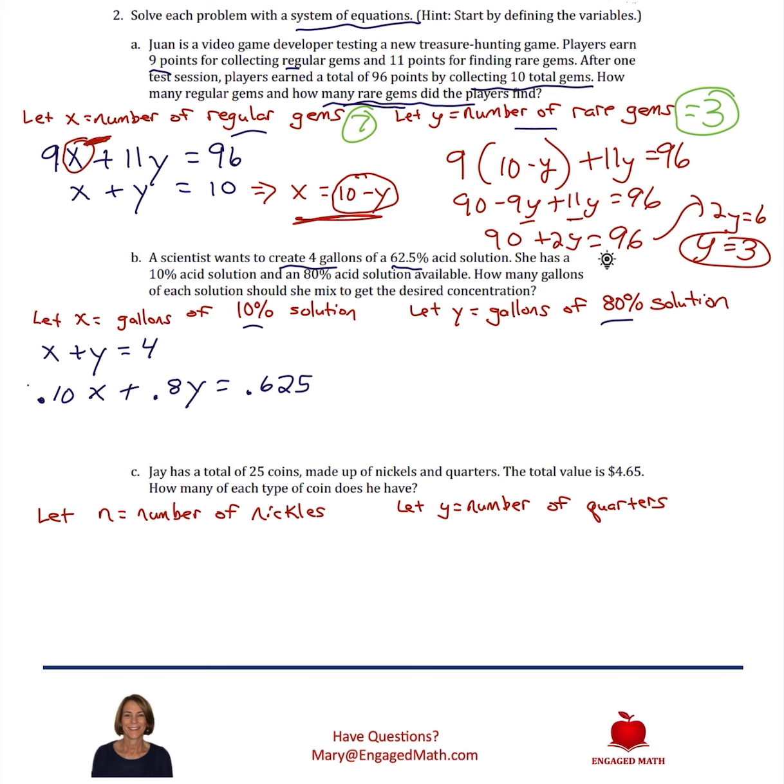And we get 0.625, or 625 1,000ths of the 4 gallons, is the total acid that we want. So that's going to be our other equation. Now the top equation, I'm going to solve for one of the variables. Let's be consistent like we did with the first one, and rewrite that as x equals 4 minus y, where we solved for x. We could have just as easily said y equals 4 minus x.